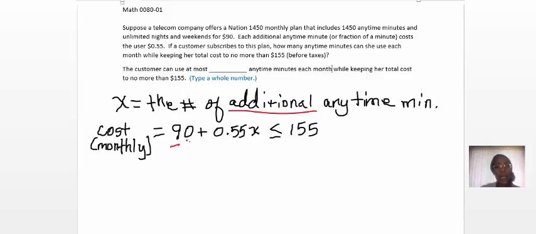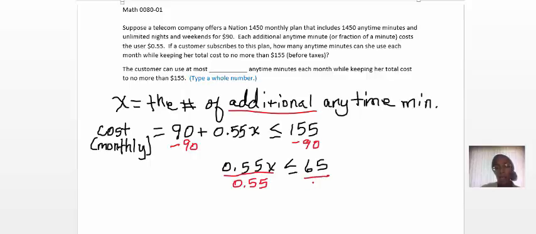So I'm going to subtract 90 from both sides of this inequality. That gives me 0.55x less than or equal to 65. And then to isolate the x on the left side of this inequality, I'm going to divide both sides by 0.55 or 55 hundredths. And when I do this division, I get approximately 118.182.